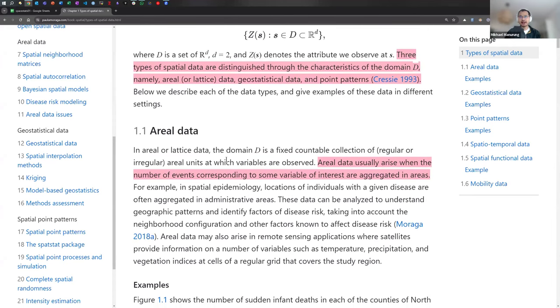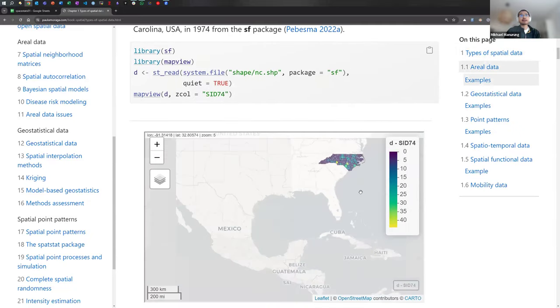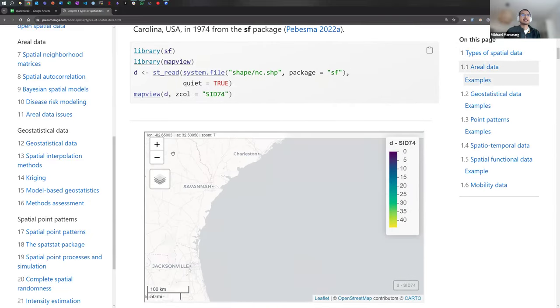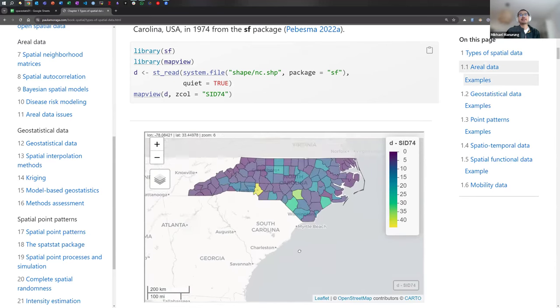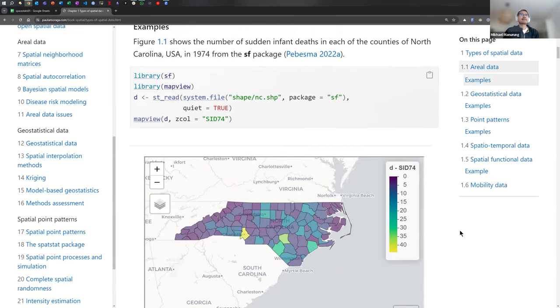So first, the aerial data. I think this is a bit easy to understand. So in aerial data, the number of events are aggregated in area. So if you have ever seen this word map of disease distribution, we have the examples here. Oh, the zooming in or out is not very nice.